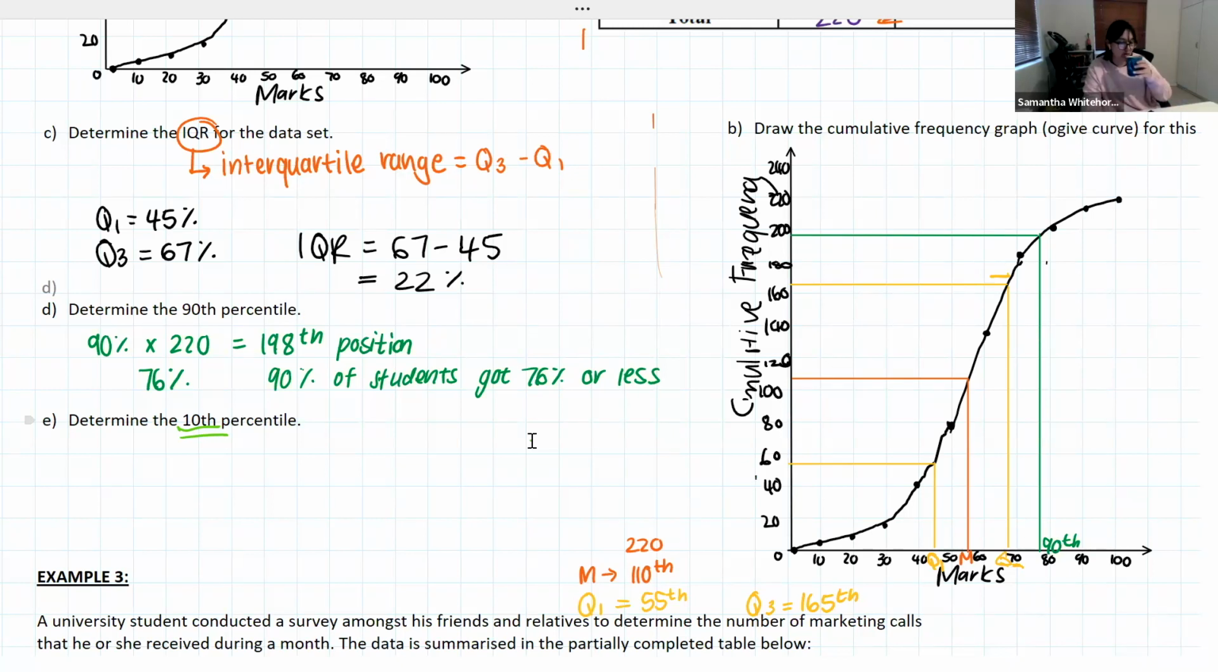Nice, Leila. Okay, I'm going to go with Leila. No one else give me anything. So 10%, this is actually a very easy calculation. You just move your decimal, it is at the 22nd position.